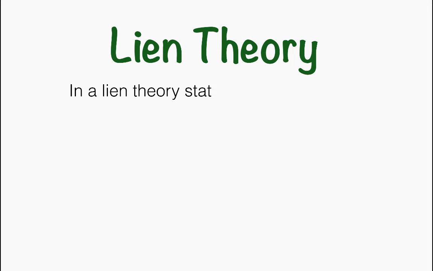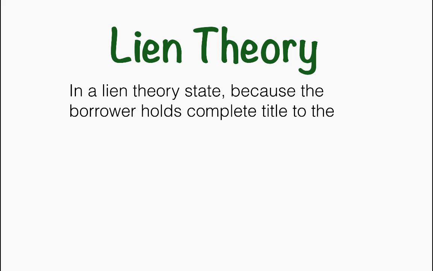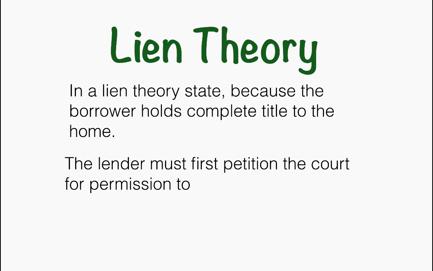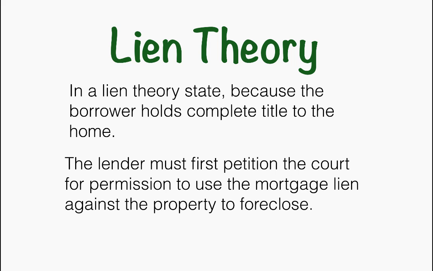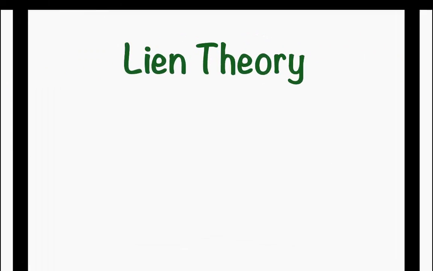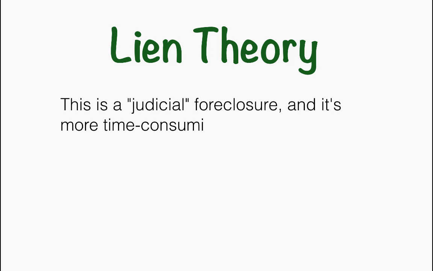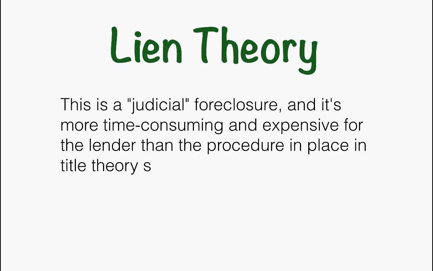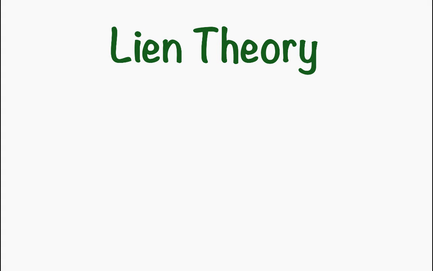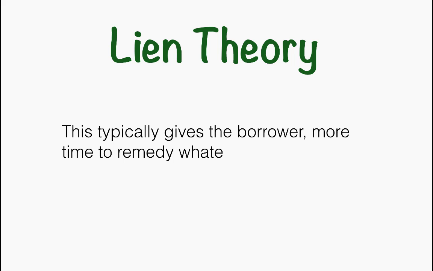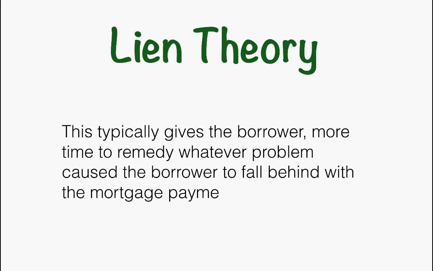In a lien theory state, because the borrower holds complete title to the home, the lender can't just knock on the door, demand the keys, and tell the borrower to leave if they run into financial trouble and miss some payments. The lender must first petition the court for permission to use the mortgage lien against the property to foreclose. Without court permission, the lender is powerless to take the home. This is a judicial foreclosure, and it's more time-consuming and expensive for the lender than the procedure in place in title theory states. This typically gives the borrower more time to remedy whatever problem caused them to fall behind with the mortgage payments.